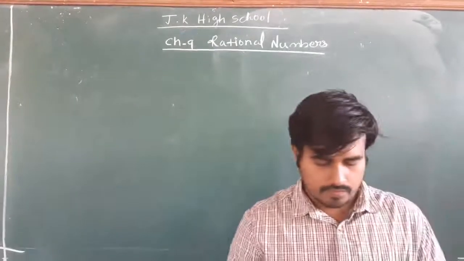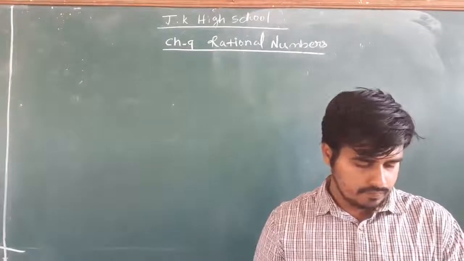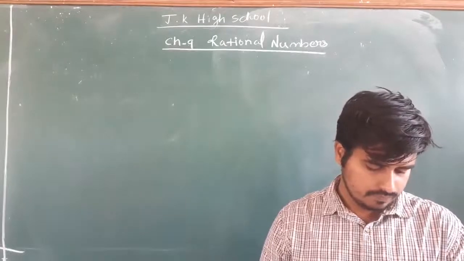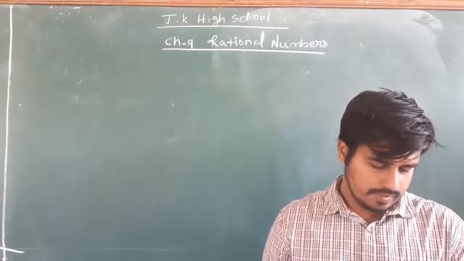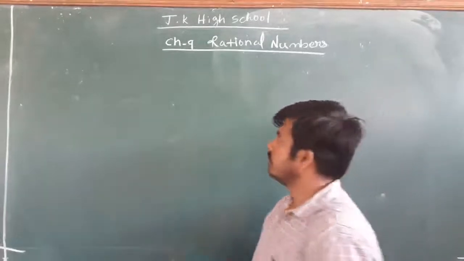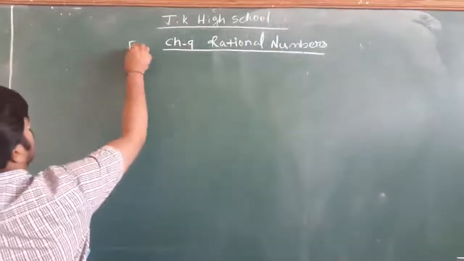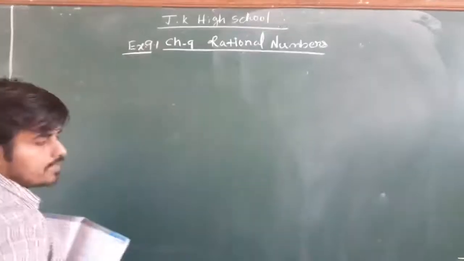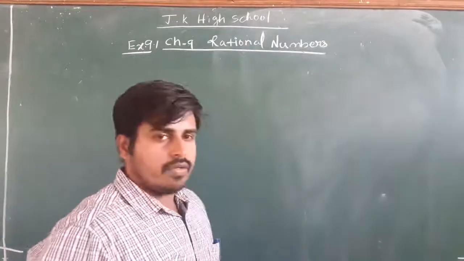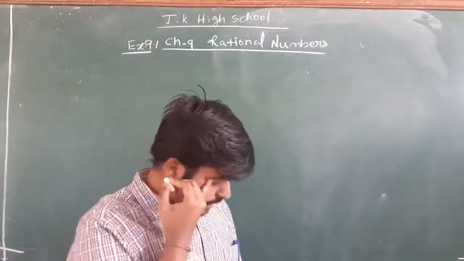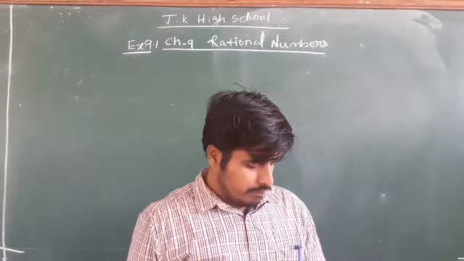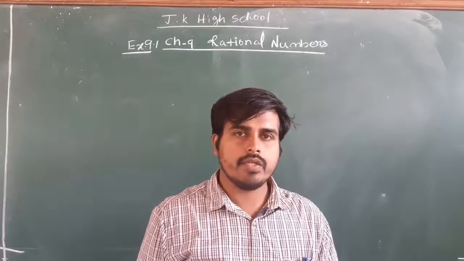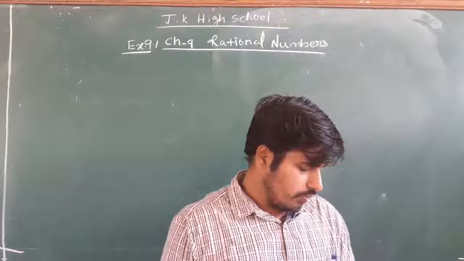Without wasting much of our time, we can start Exercise 9.1. First, list 5 rational numbers between any two given numbers. First question: minus 1 and 0.